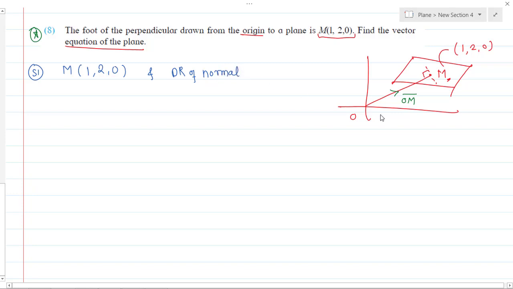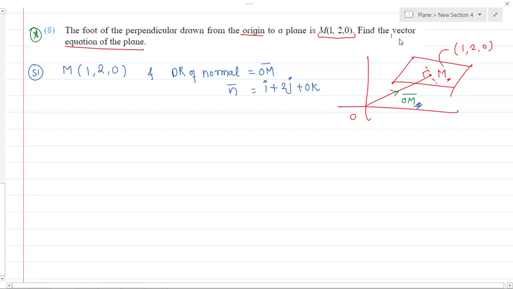So the normal here is OM bar. Can you write OM bar now? OM bar is M bar minus O bar, so it's I plus 2j plus 0k. This is my n bar. If this is the point through which our plane is passing, and this is the normal vector, I can simply write the equation of that plane.